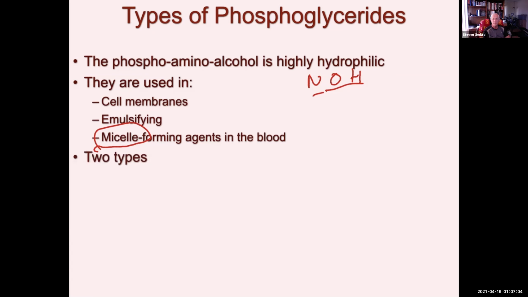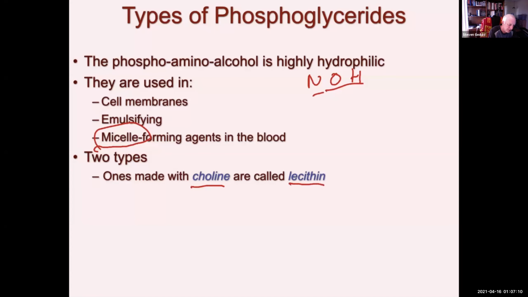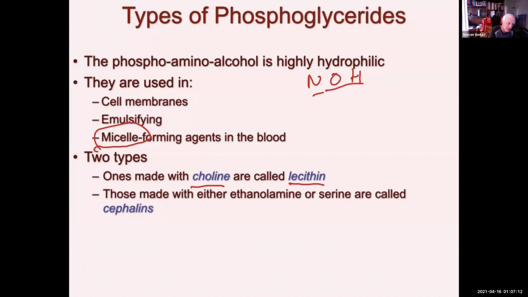There are 2 types of phospholipids. Ones made with choline are called lecithins. Those made with ethanolamine or serine are called cephalins. So you have lecithins and cephalins.